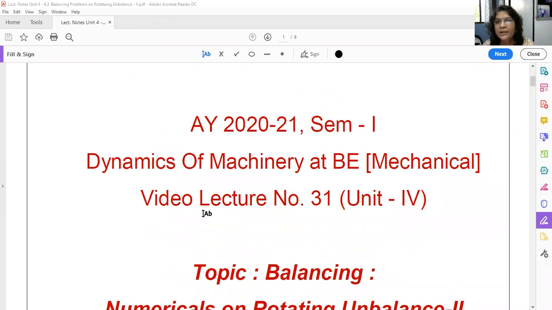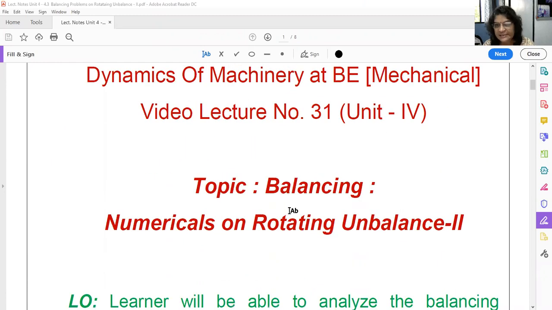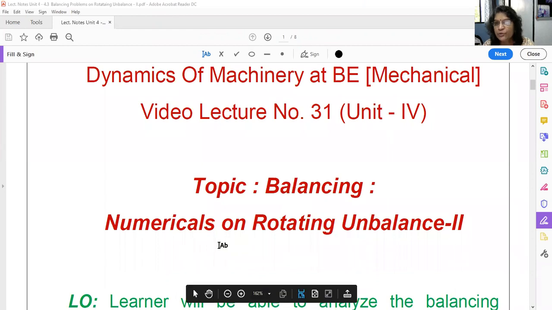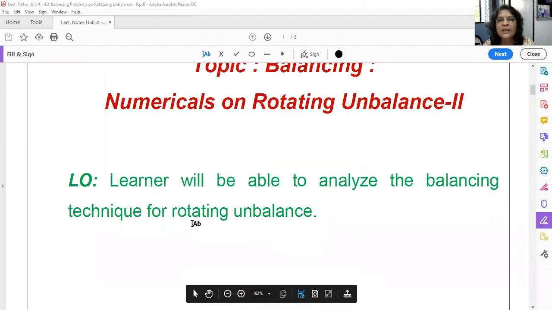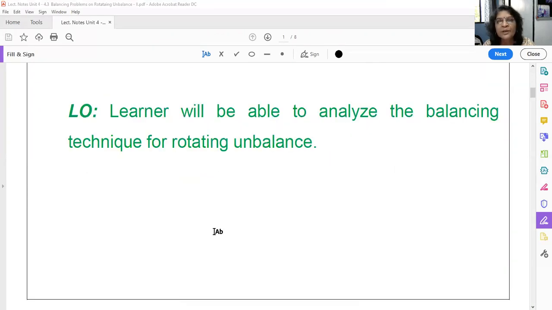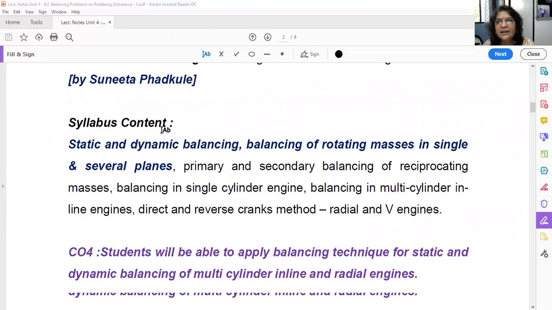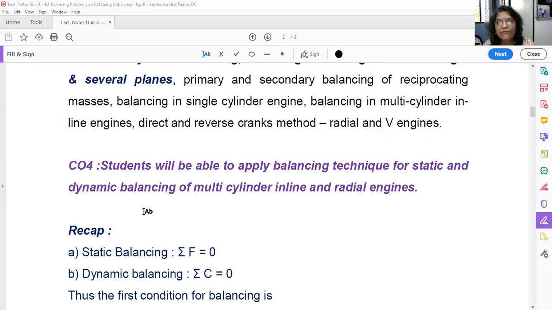Today, this is our video lecture number 31, on unit number 4, that is on balancing. We are going to study two numericals on rotating unbalance. The learning outcome is that you will be able to analyze the balancing technique for rotating unbalance. This is the syllabus content. Today we are going to solve two problems on rotating unbalance. This is CO4, that is course outcome 4.